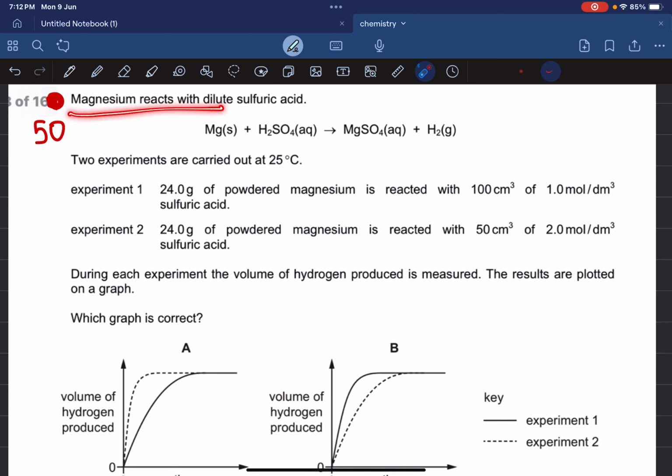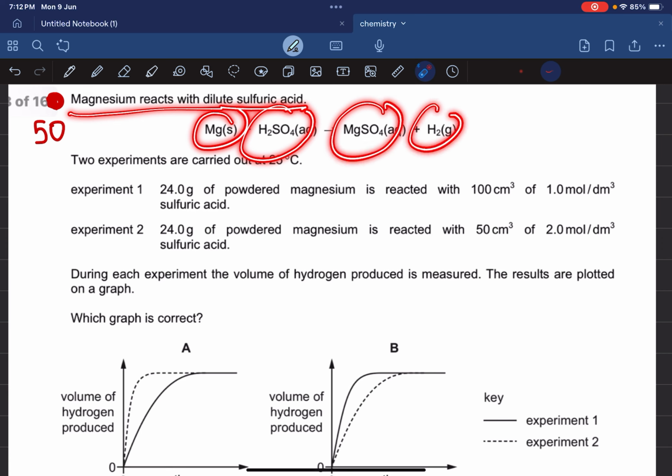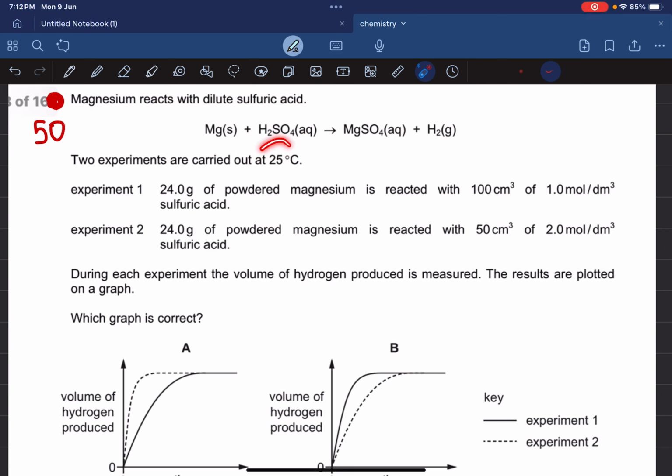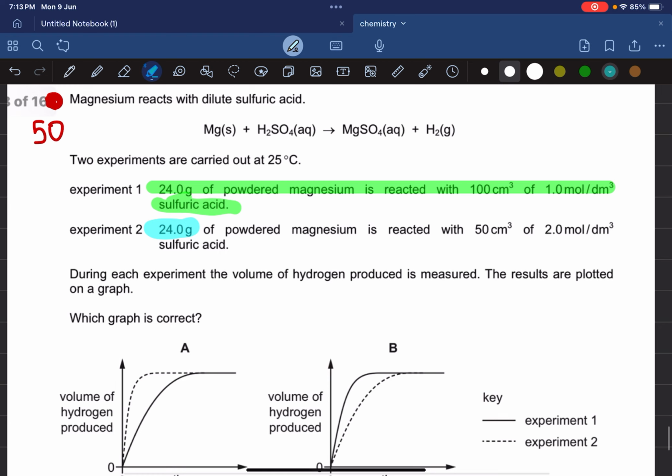Magnesium reacts with dilute sulfuric acid, forming magnesium sulfate and hydrogen. Two experiments are carried out at 25 degrees Celsius. 24.0 grams of powdered magnesium is reacted with 100 cm³ of 1 mole per dm³ sulfuric acid. In the next experiment, we have the same mass of magnesium, but this time double the concentration of sulfuric acid. But are the moles of sulfuric acid the same? Because if the moles change, the amount of product can change. So let's check the moles.